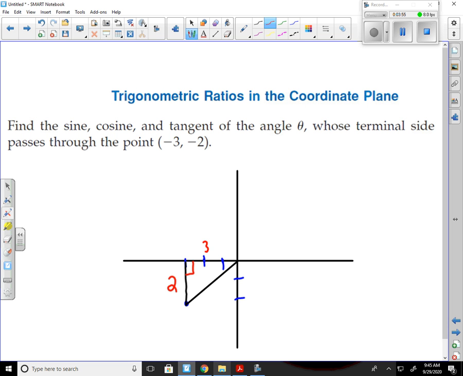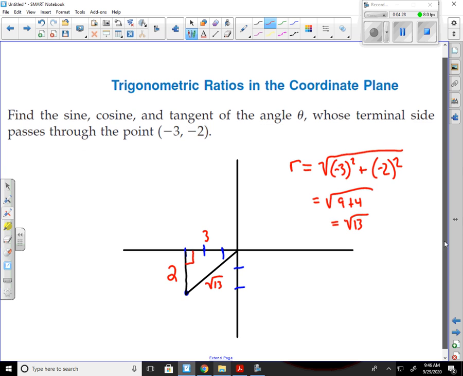So the first thing I have to do is find my radius. Radius equals the square root of x squared, so -3 squared, plus y squared, which is -2 squared. That gives me the square root of 9 plus 4, which is the square root of 13. I don't want you to simplify that and give me some decimal. Just leave it as the square root of 13. So I have my hypotenuse now.